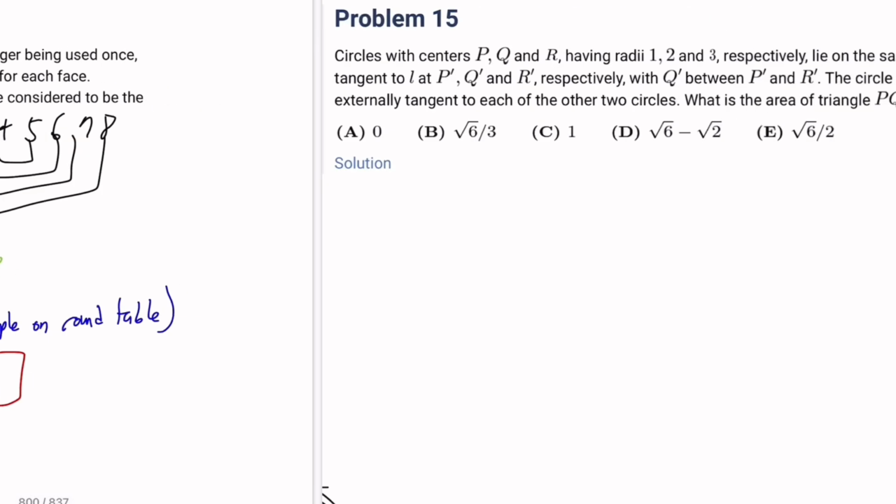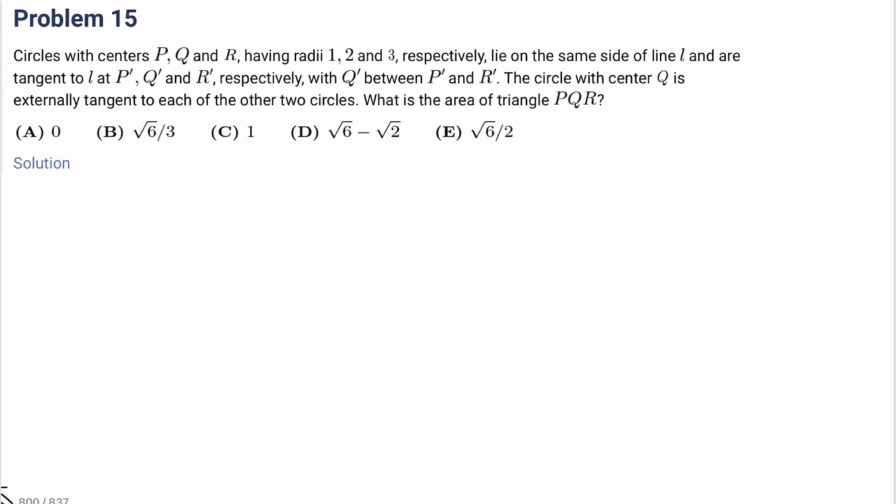Number 15. Circles with centers P, Q, and R having radii 1, 2, and 3 respectively lie on the same side of line L and are tangent to L at P prime, Q prime, and R prime respectively, with Q prime between P prime and R prime. The circle with center Q is externally tangent to each of the other 2 circles. What is the area of the triangle PQR?